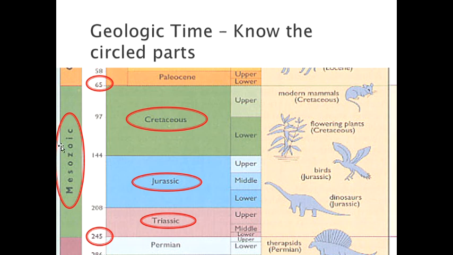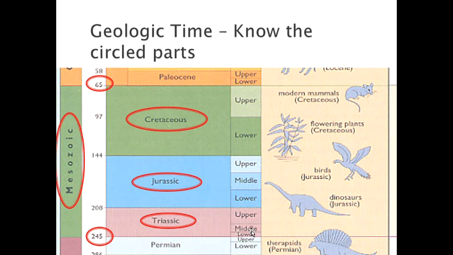So again, if it's circled in red, you need to know it. The start of the Mesozoic, 245 million years ago. The end of the Mesozoic, 65 million years ago. And then the 3 parts of the Mesozoic: Triassic, Jurassic, Cretaceous. And all 3 of these contain dinosaurs.